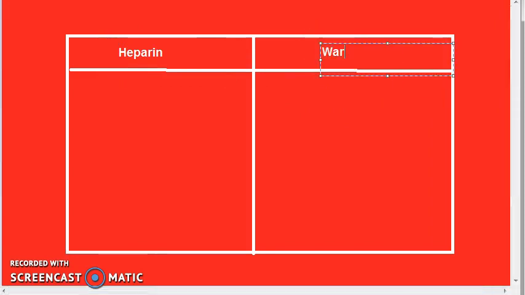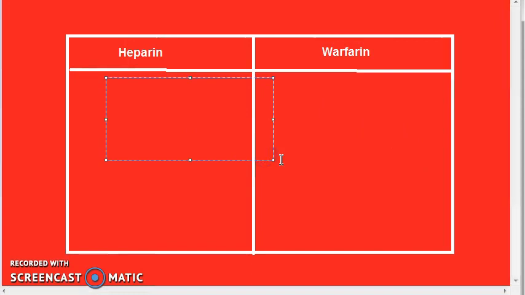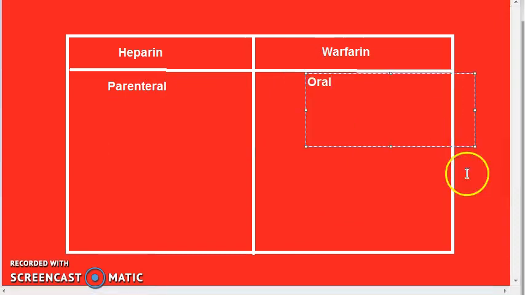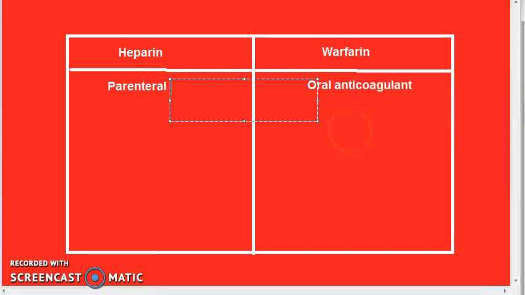Heparin, warfarin. Okay. Now, what you know already is that heparin is parenteral, right? Warfarin is an oral anticoagulant, right? Oral anticoagulant. This one is a parenteral anticoagulant, right?